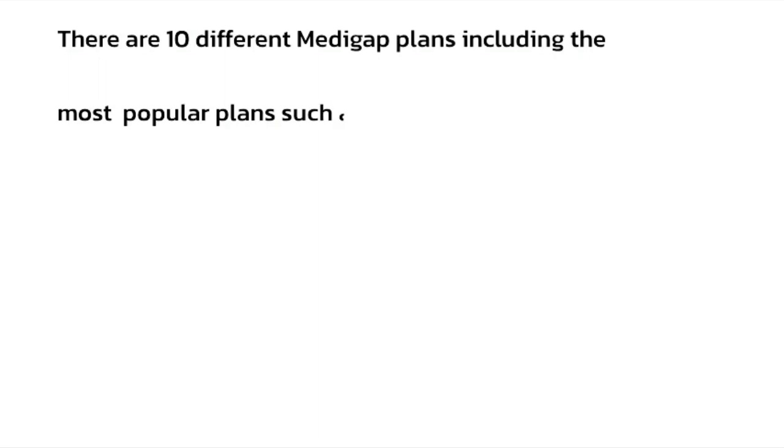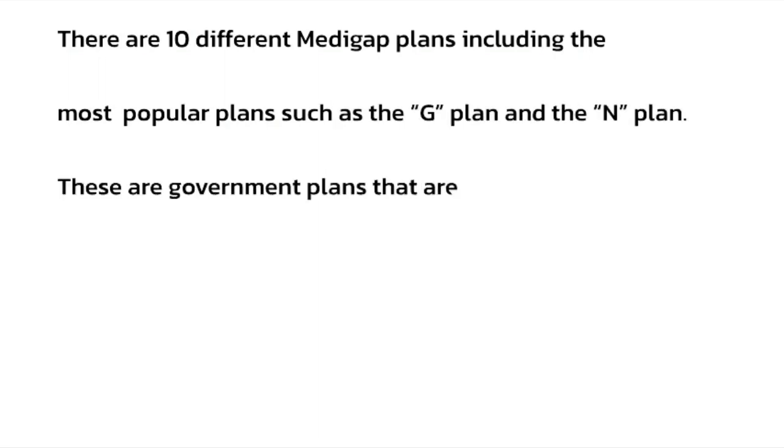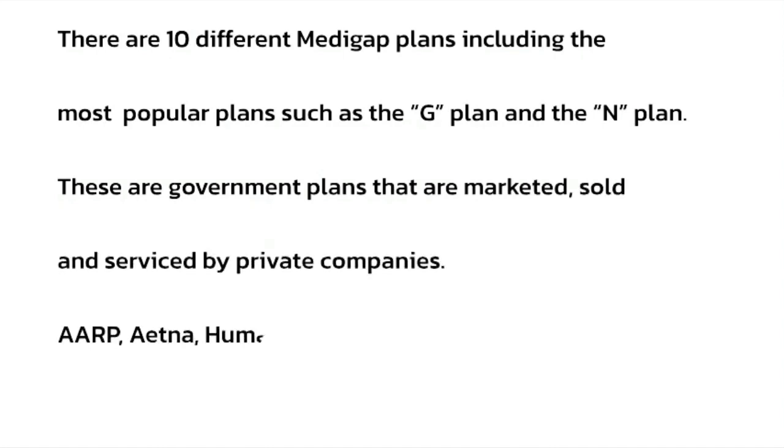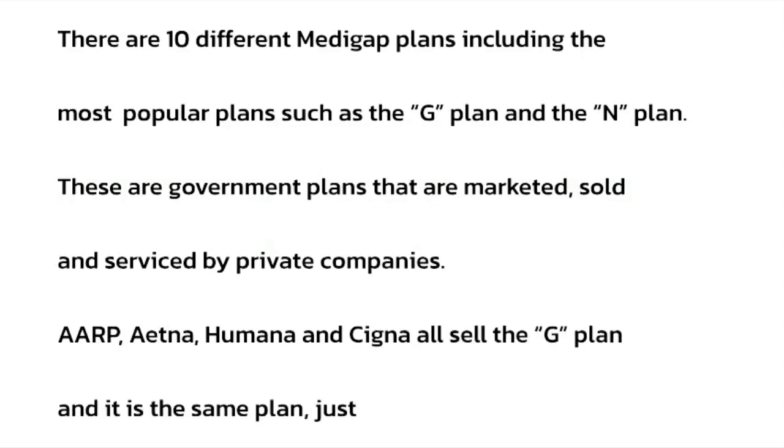There are 10 different Medigap plans, including the most popular plans such as the G plan and the N plan. These are government plans that are marketed, sold, and serviced by private companies. AARP, Aetna, Humana, and Cigna all sell the G plan, but it is the same plan, just with different prices. Try not to confuse Medicare parts such as A and B with Medigap plans such as G and N. Two totally different things.